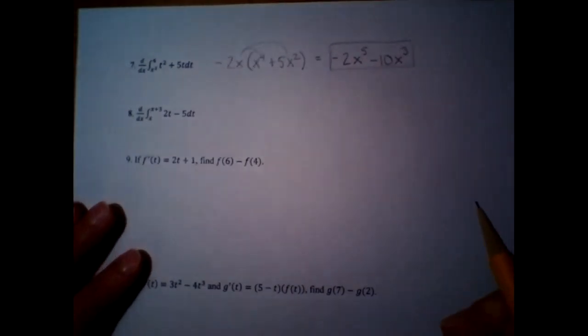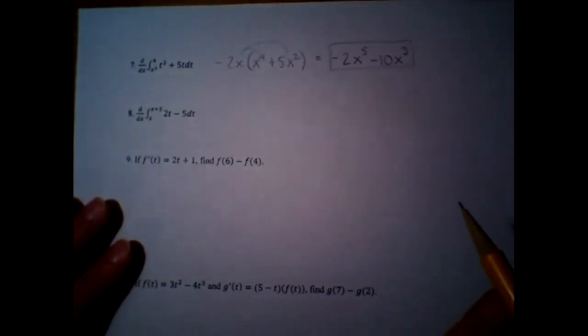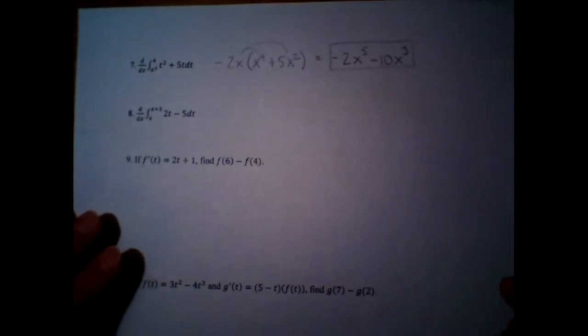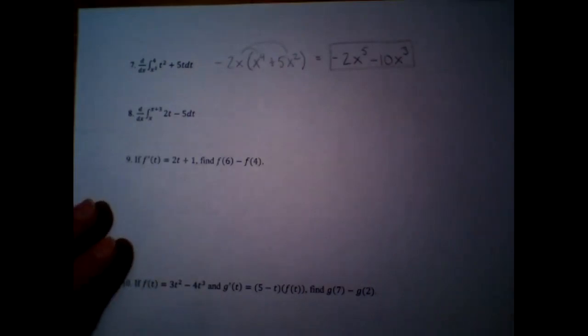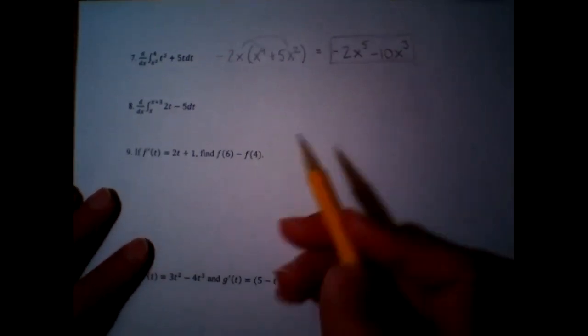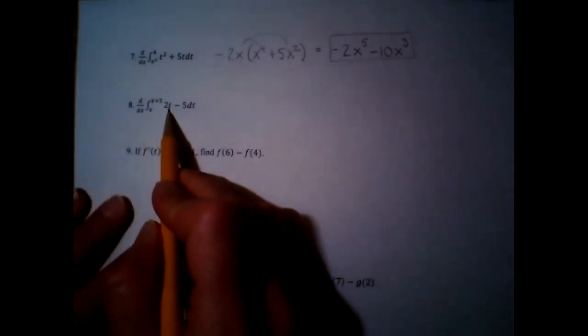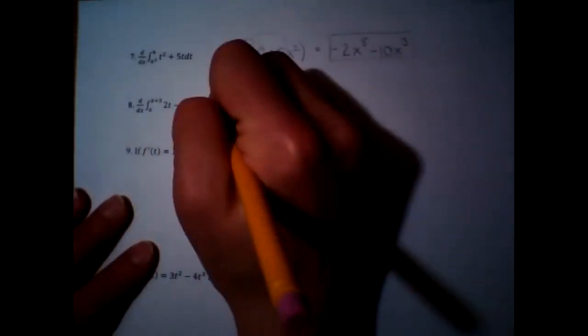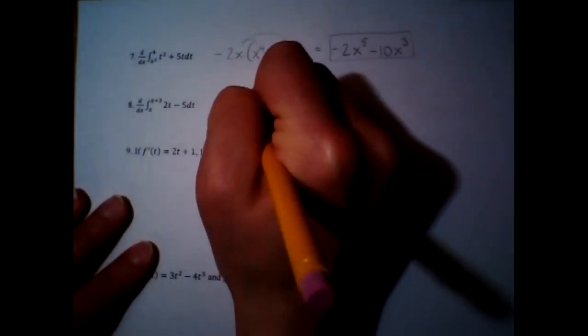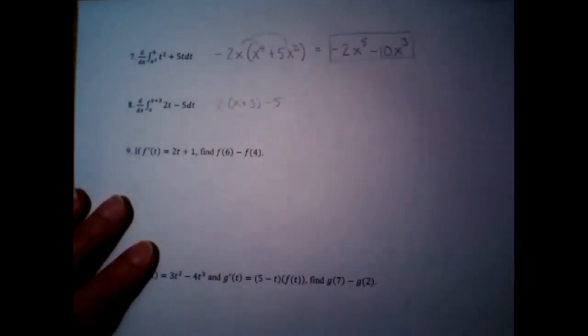All right, now this one has a variable in the upper boundary and the lower boundary. So we're just going to do upper boundary minus lower boundary. You're just going to plug them both in. So let me plug in the x plus 3 for t. So that is the upper bound.